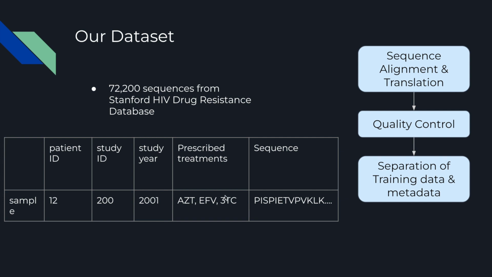The various studies represented sequenced different regions of the reverse transcriptase, which raised the need for multiple sequence alignment. The sequences were translated from nucleotide sequences into amino acids using BioPython, and then were aligned using MAFFT. Following some quality control filters, we were left with 14,651 sequences. The data was then prepared for analysis by splitting into the training data, which consisted of just the raw sequences, and the metadata, which consisted of just the rest of the data fields. We finally one-hot encoded the training data of the sequences to prepare for analysis.